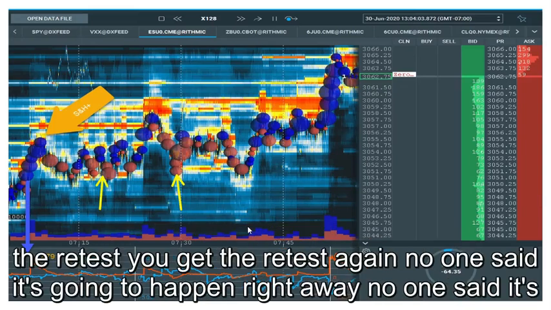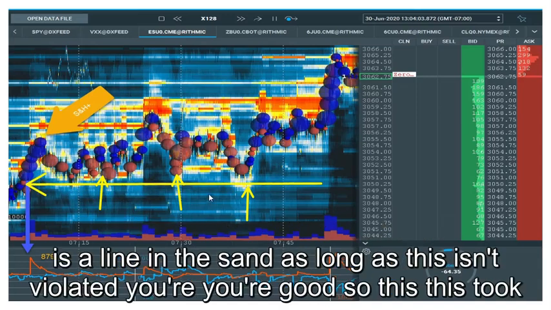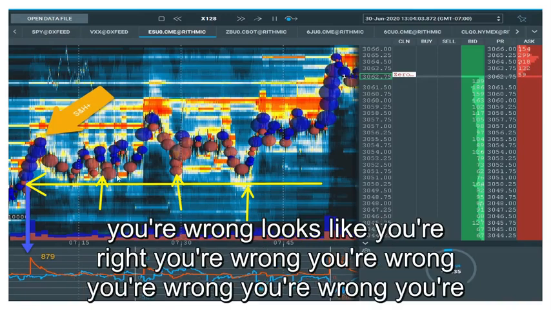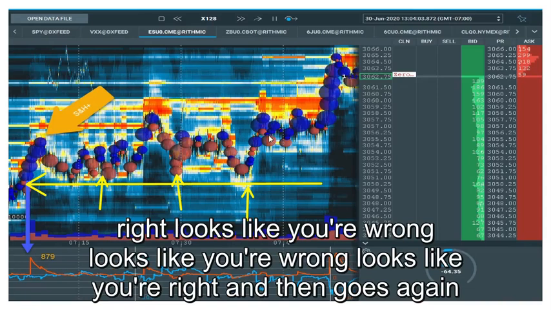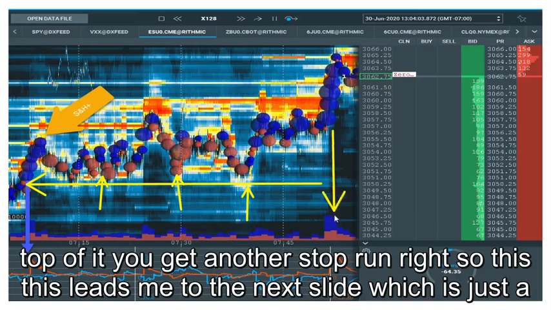You get the retest, you get the retest. And again, no one said it's going to happen right away. No one said it's going to be easy on your heart, but again, as long as this area is not violated, this is the line in the sand. As long as this isn't violated, you're good. So this took a half hour of this nonsense of the typical E-mini S&P rotation. Looks like you're wrong, looks like you're right, looks like you're wrong, looks like you're right, and then goes again, right? So now you're in this trade. No reason to get out. Now it's actually breaking out of a range on top of it. You get another stop run, right?